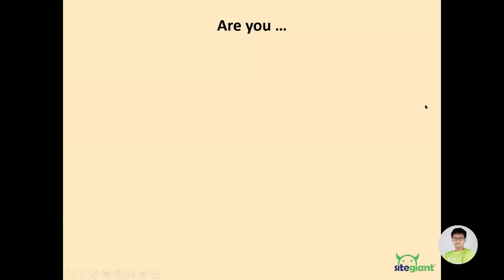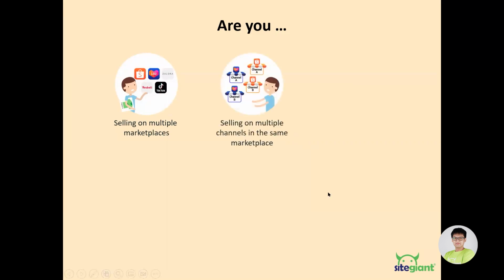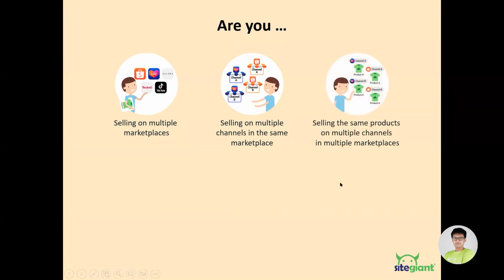Okay, I believe most of you users here are selling on multiple marketplaces, which means you are selling on Shopee, Lazada, TikTok, and your web stores as well. And most likely, in all these marketplaces you have multiple stores, to Shopee, to Lazada, things like that, right? And then you are also selling the same products in all of those multi-channels, which means you are selling the same product on both of your Shopee stores, both of your Lazada stores, both of your TikTok stores.